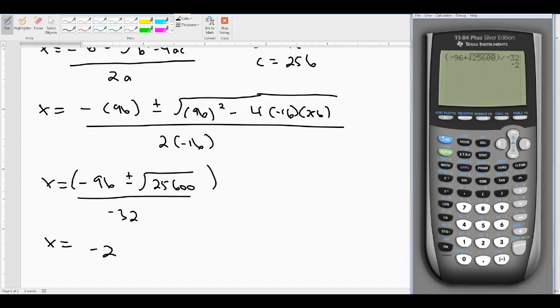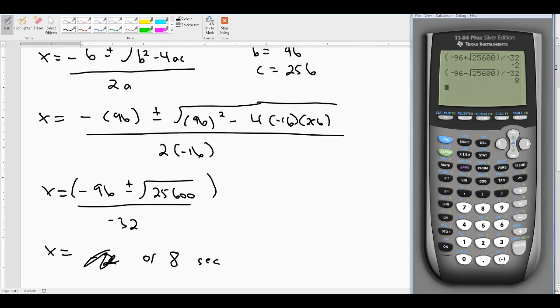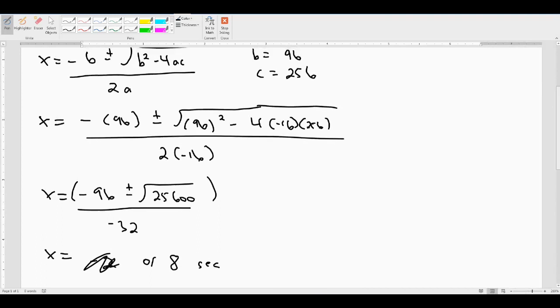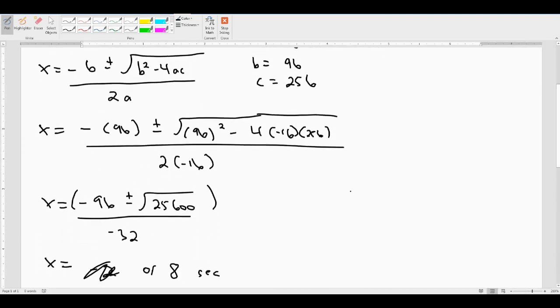That's not good. I can type in the whole thing again, but I'm not going to. I'm just going to hit second enter, which brings back what I just typed, and that way I can replace that plus with that minus to find the second answer, which is 8. Since we're dealing with seconds, you can't have negative seconds, so the answer is 8 seconds. It takes 8 seconds to hit the ground.